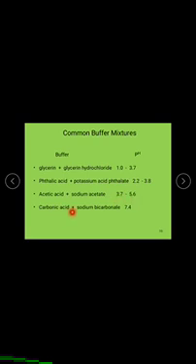For carbonic acid and sodium carbonate, its pH range is up to 7.4. Let us see basic buffer solution mixtures. The basic buffer solution can be prepared by the mixture of weak base and its salt of strong acid.